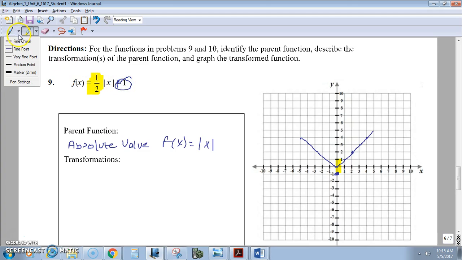So, let's see. Oh, I want the pen. So 1/2 is my slope. So I'm going to go up 1 over 2, up 1 over 2, up 1 over 2 on both sides, up 1 over 2, up 1 over 2, up 1 over 2. So it got fatter because it shrunk vertically. And when it shrinks vertically, it has to get fatter too, right? It has to go somewhere.